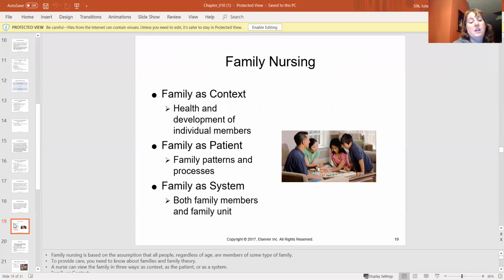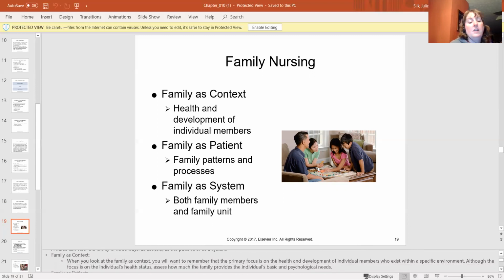So family nursing is based on the assumption that all people, regardless of age, are members of some type of family. To provide care, you need to know about families and family theory. A nurse can view the family in 3 ways: as context, as the patient, or as a system.